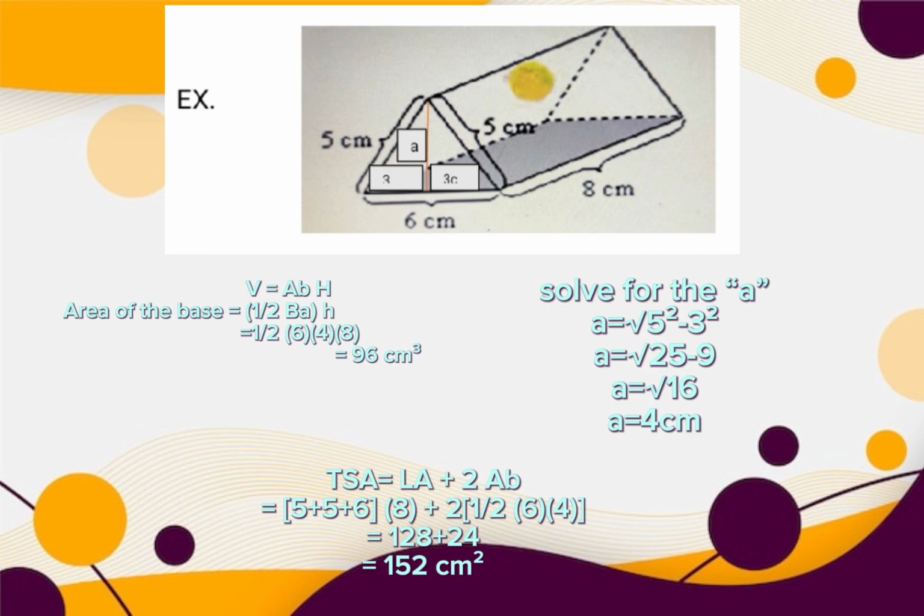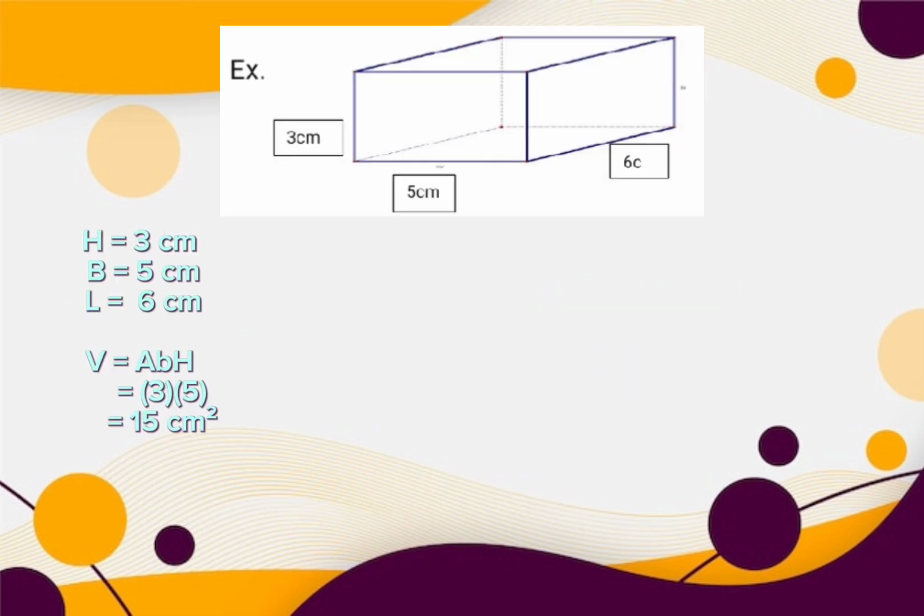Lastly, the total surface area. The formula is TSA is equal to LA plus 2AB. So we're going to add 5 plus 5 plus 6 times 8, which is equal to 128. And then 2 times 1/2 times 6 and 4 is equal to 24. So if you add 128 plus 24, the result is 152 cm squared.